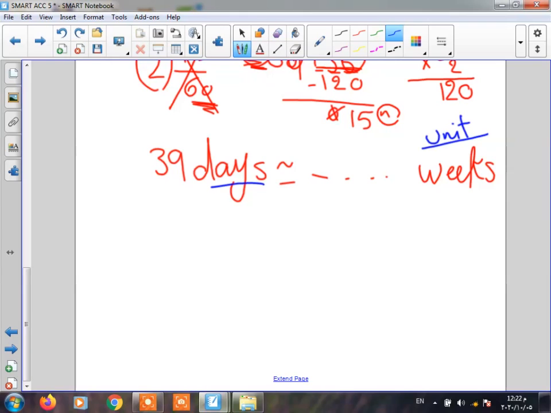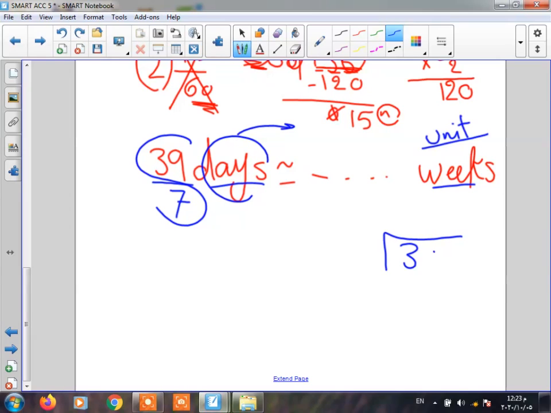Here we have days and here we have weeks. Yes, we must convert first because they must have the same unit. Here we have 39 days and here weeks. So I must convert from days into weeks. Here, days into weeks, it's from small into big. So here we will make divide. 39 divide what? It will be divide 7 because 1 week equals 7 days. Then we will make divide.